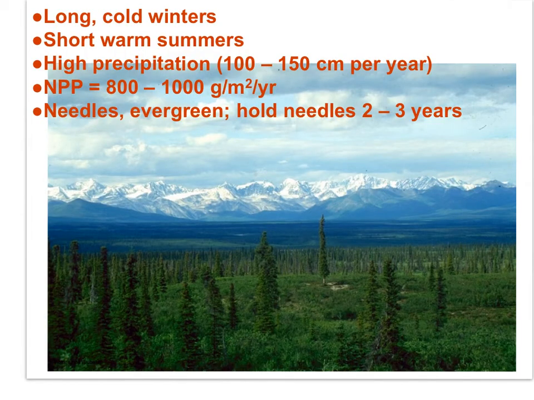The taiga biome experiences long, cold winters and short, warm summers. High precipitation, 100 to 150 centimeters per year. Precipitation is high because at this latitude, air is rising as a part of the second cell in the tricellular model of atmospheric circulation. The taiga biome has a medium level of net primary productivity, 800 to 1,000 grams per meter square per year. The vegetation structure involves tall, coniferous trees, evergreen trees, trees with needles.